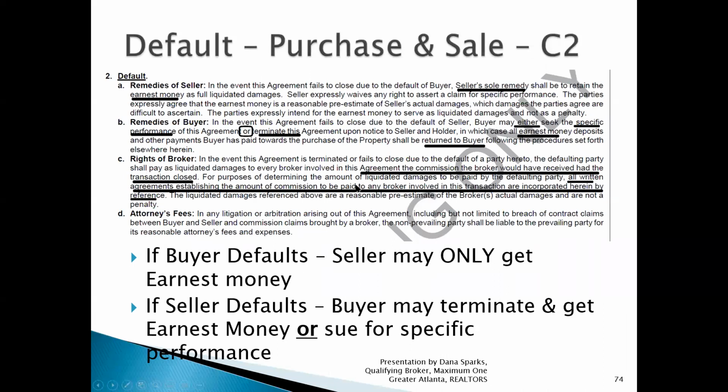Now we're moving on to the default section. So what happens if one of the parties defaults? Well, if the buyer defaults, the only remedy, the seller's sole remedy, is to get the earnest money. If the seller defaults, the buyer either terminates the contract.